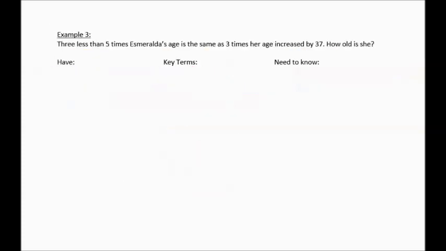Let's look at another example. This one is a little bit different. Not every single word problem is going to follow the pattern that we just looked at. In this problem, we have to translate the verbal language into math. So let's take a look at this. 3 less than 5 times Esmeralda's age is the same as 3 times her age increased by 37. How old is she? So in this case, rather than having key terms, we're going to kind of translate this together.